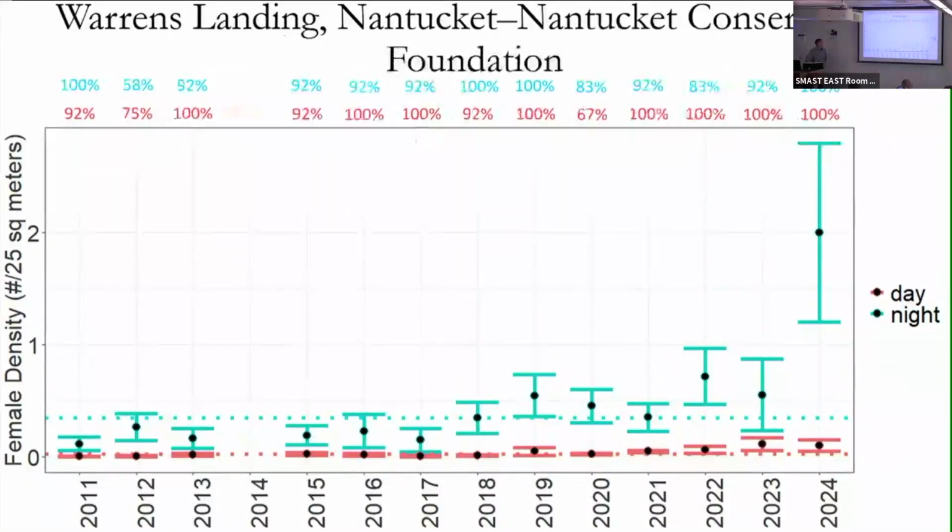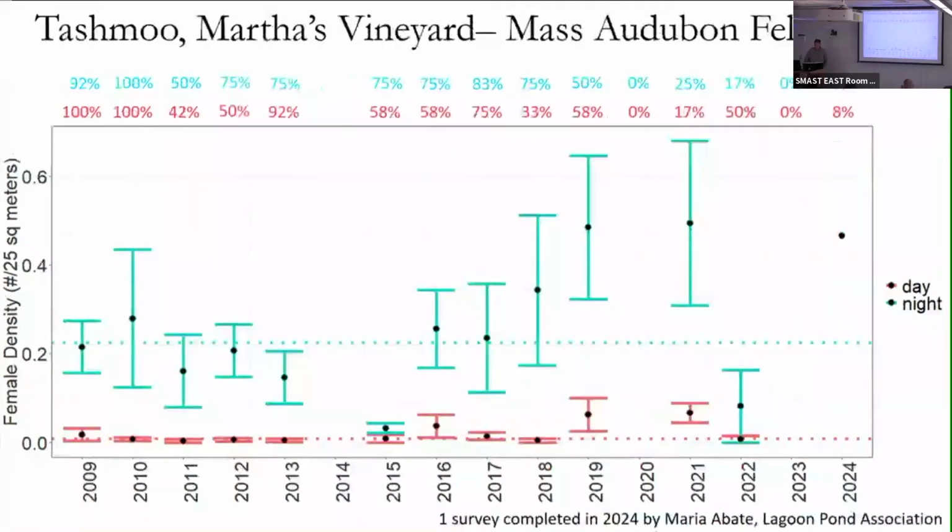Bit of an outlier there. It's a lot higher than the other ones. But you still see a general increasing trend over time. Tashmoo, there was only one survey done at Tashmoo this past year. It was done by the Lagoon Pond Association. Thank you, Maria. It was only one spot, one day. It was the end of the survey season, but it still had a pretty good count there for that one day. It was past what I would expect to be the peak, but still had a fair number of crabs there. So it's only one data point.